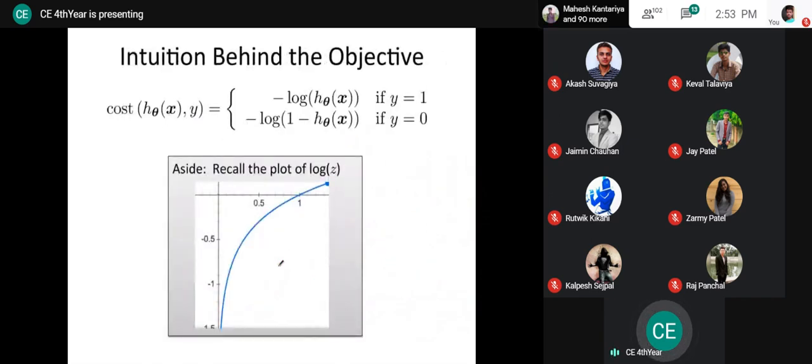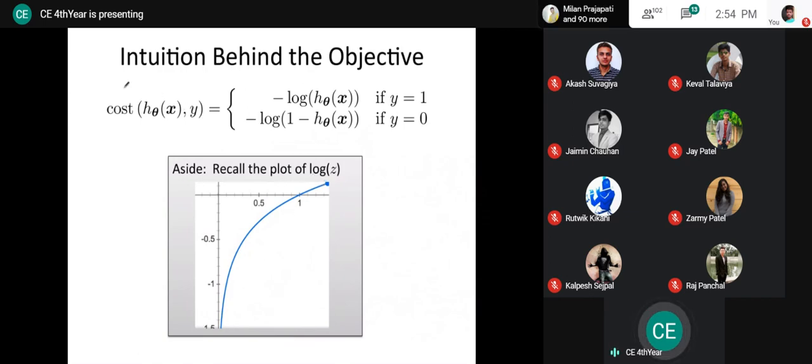Why does this idea of logarithm come into some researchers' minds? The reason is that we have used the e. Just recall the equation of logistic regression, where we have 1 upon 1 plus e raised to minus theta transpose x. That's why this logarithm function will be helpful in terms of derivation. If we recall the logarithmic function, it looks like this.